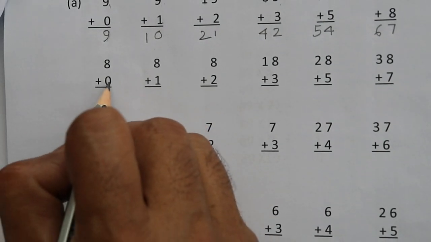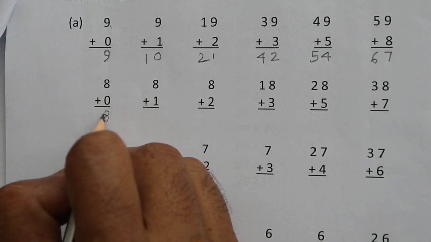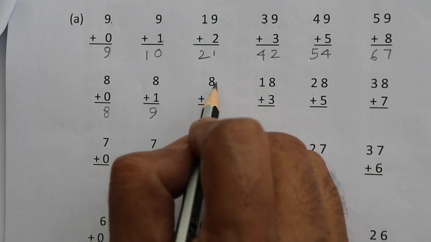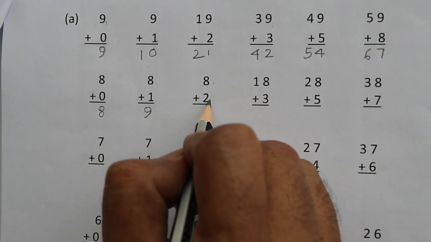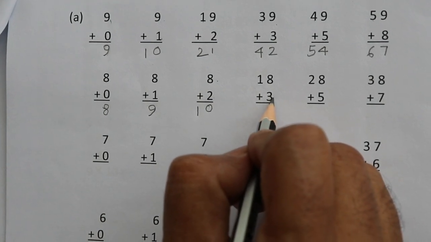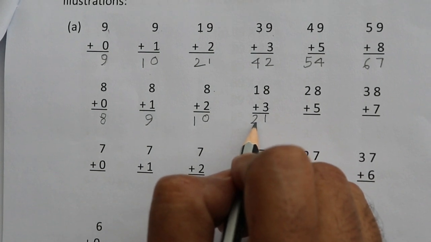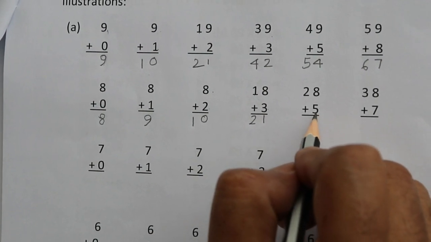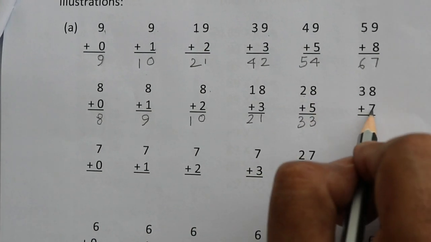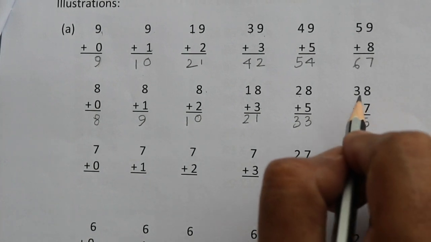0 is less than 8, 8 plus 0, 8. 8 plus 1, 9. Plus 8 minus 2, 2 minus 2, 0, carry over 1. 3 minus 2, 1, carry over 1, 1 plus 1, 2. 5 minus 2, 3, 2 plus 1, 3, 7 minus 2, 5. 3 plus 1, 4.